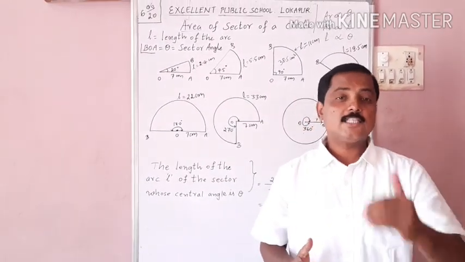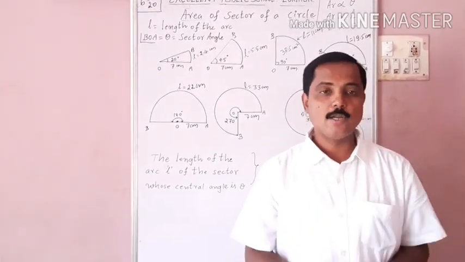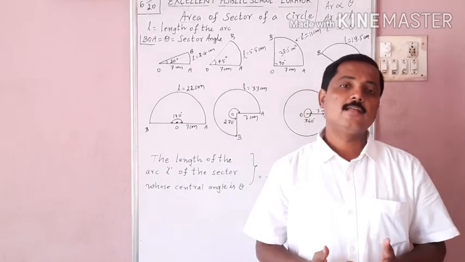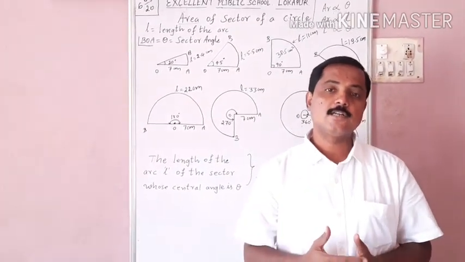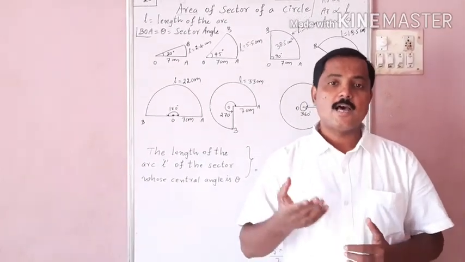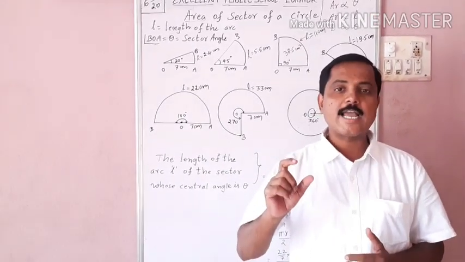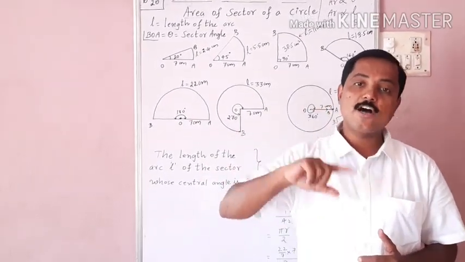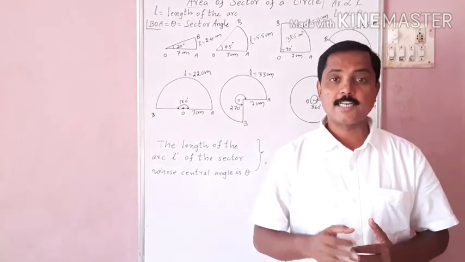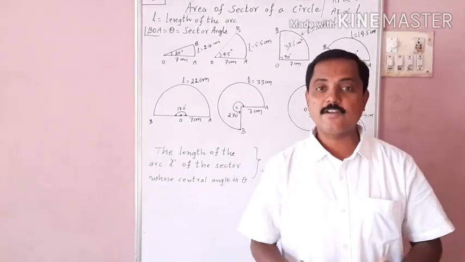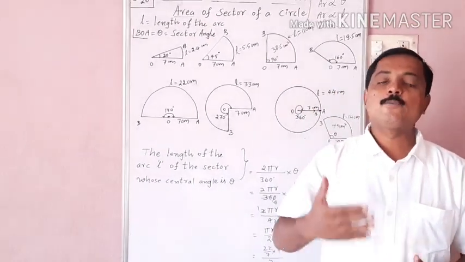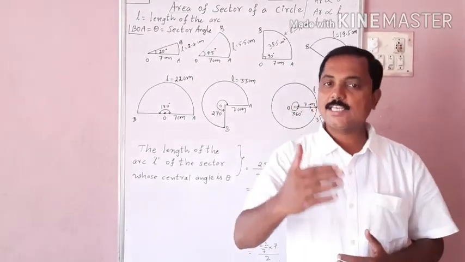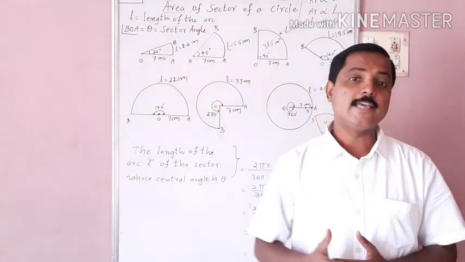So children, in this session, I think we all have learned how to find the area of the sector whose radius is r and whose sector angle is theta, and the length of the corresponding arc of the sector is L by using different formula. Okay. Tomorrow we will come with the next concept related to area of the circle.